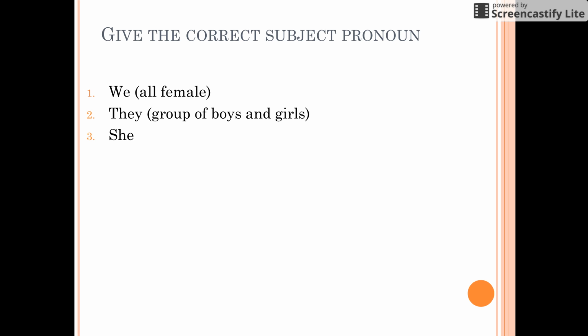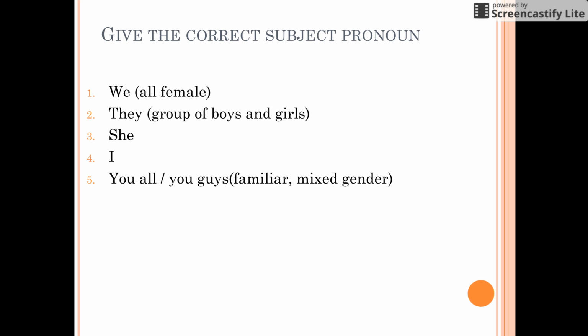Now, we've been discussing what they are in English in class, so today I'm going to give you the English equivalent of a subject pronoun, and you're to type out the Spanish subject pronoun translation. So start with número uno, and we have we, all female. Número dos, they, a group of boys and girls. Número tres, she. Número cuatro, I.